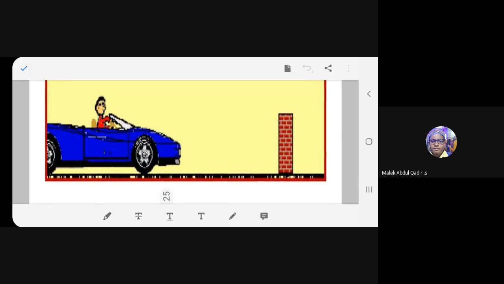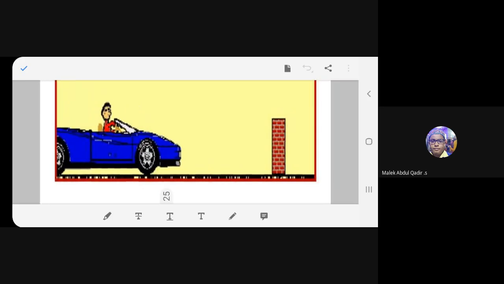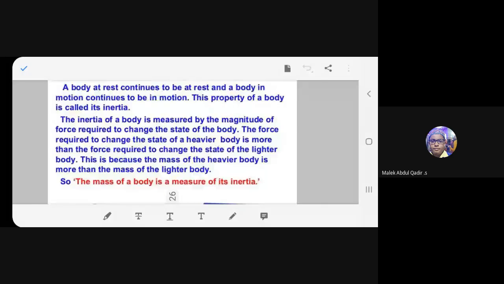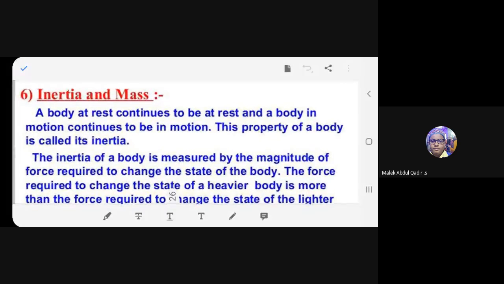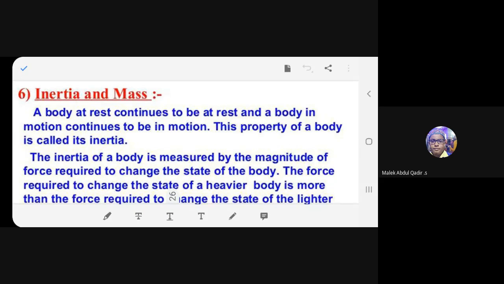These are all examples of inertia of rest. Now we will have a comparison. We'll see what is the comparison between inertia and mass. So we all have come to know about inertia nicely. Do you have any doubts regarding inertia? This is a new topic, so that's why I've taken so many slides to explain to you.